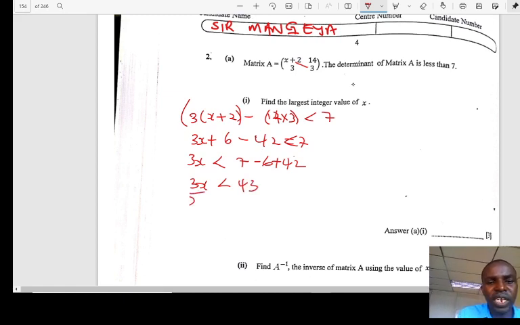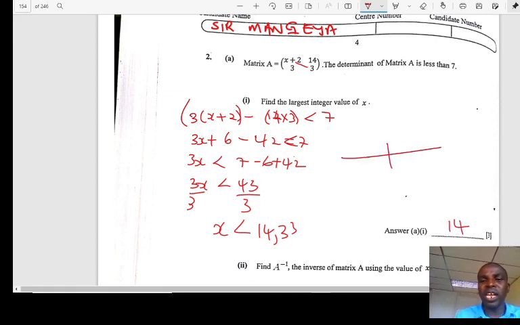Then you divide by 3 both sides. What do you get here? You get x less than 14.33333333. So 14.33, which means the largest possible integer value of x in this case is 14. Based on your number line, we have 13, 14, then we have 15 here, then we have 14.33.